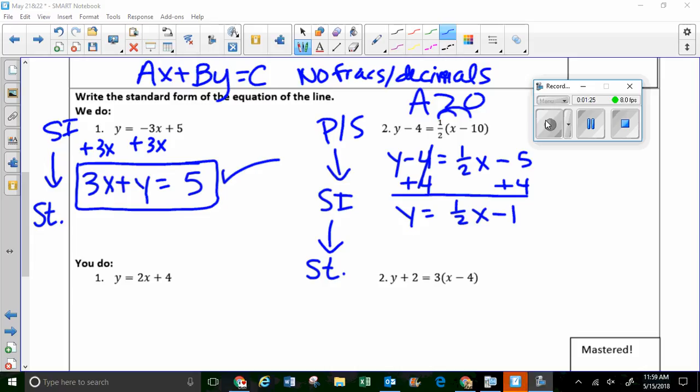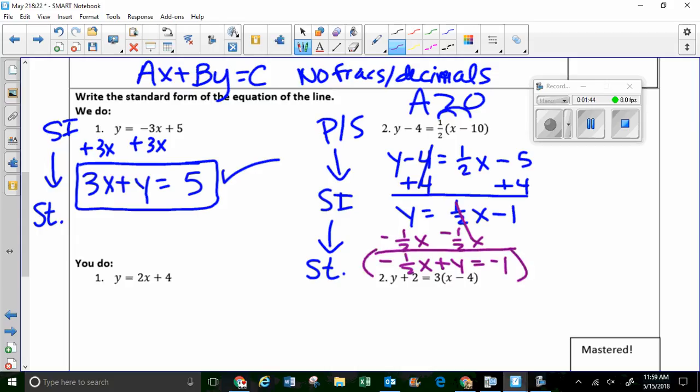And then now we want to go from slope-intercept to standard. So I'm going to move my x to the other side by subtracting it. So that gives me negative 1/2 x plus y equals negative 1. Now I'm breaking both rules here because I've got a fraction and a is negative.